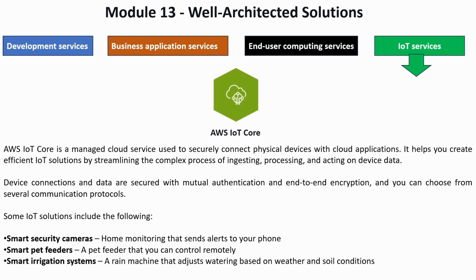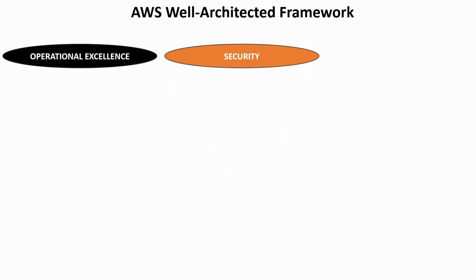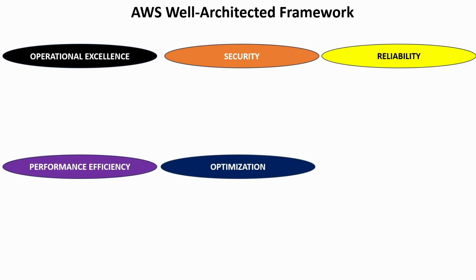Now listen carefully. This is the part you need to know by heart for your exam and your career. It's the AWS Well-Architected Framework. Think of this as the architect's Bible. It's built on 6 pillars: operational excellence, security, reliability, performance efficiency, cost optimization, and sustainability.